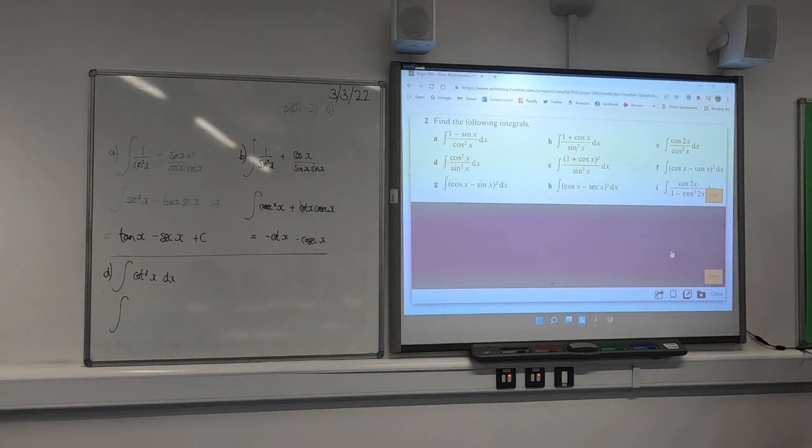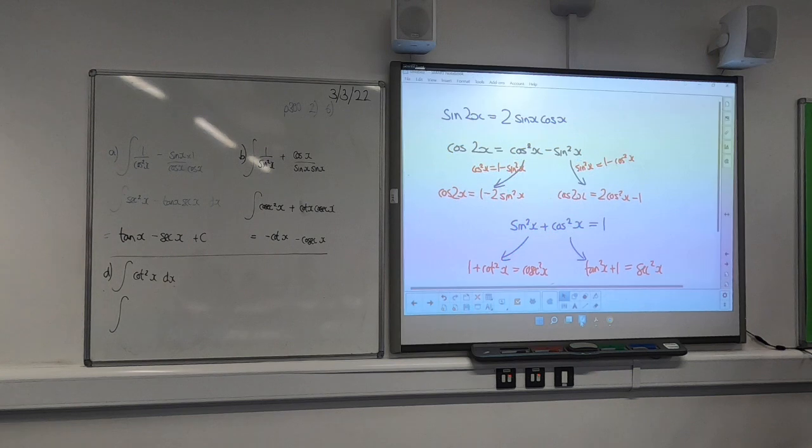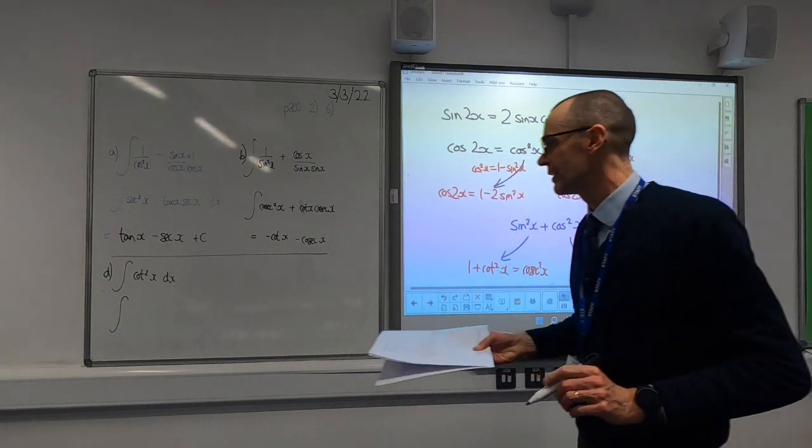So cot squared, I can't integrate, can't find it on the formula sheet, but it's cosec squared minus 1.